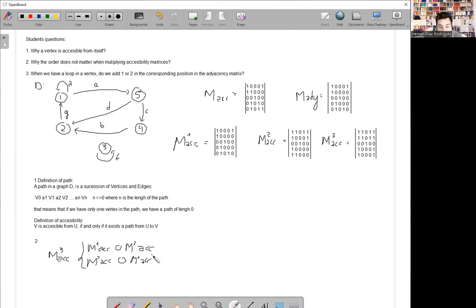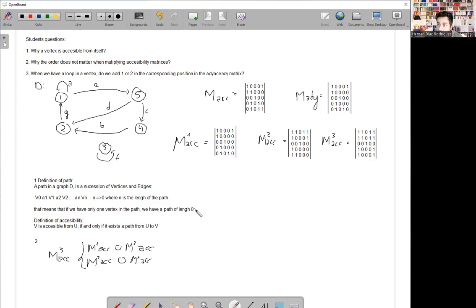Now the question is why it doesn't matter, because in general, the multiplication of matrices doesn't meet the commutative property. So if we were not talking about accessibility matrices, changing the order of the matrices in the multiplication can lead to different results. But here it is not the case. Here the order doesn't matter. It doesn't matter if we multiply one or the other.